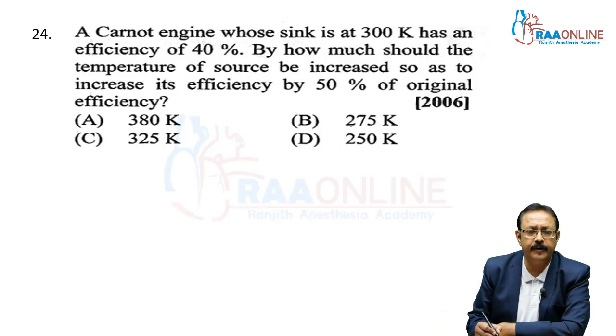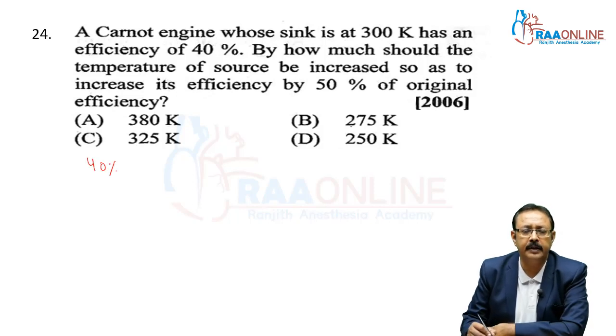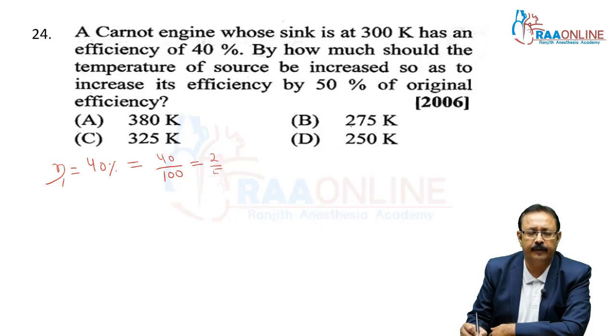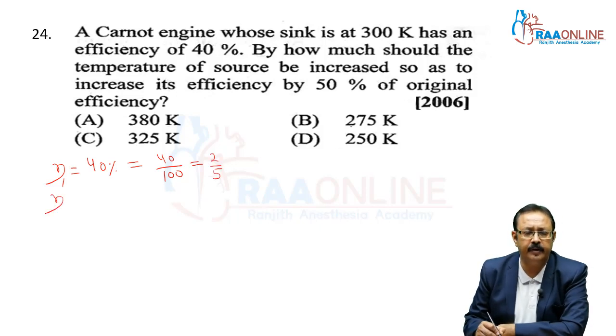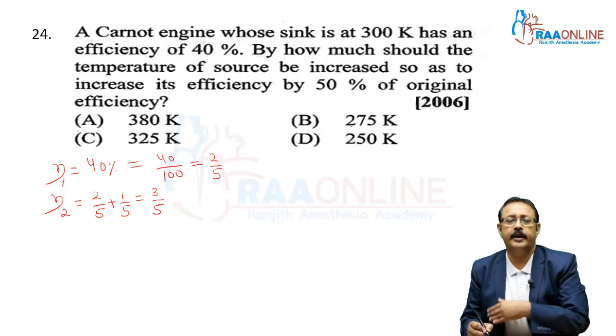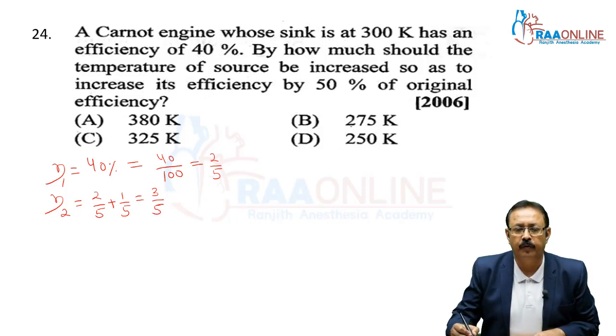See, the initial efficiency was 40%. It means it was 40 upon 100. So the initial efficiency, I am taking eta 1, was 2 by 5. The new efficiency we want should be increased by 50% of the old. Its 50% is 1 upon 5. So the new efficiency should be 3 upon 5. Now, we will start.